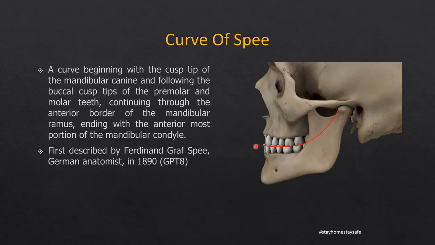So basically, curve of Spee is a curve that follows the tip or the incisal edges of the occluding surface of the mandibular teeth. So basically, it is like the curve of Monson, where the teeth are occluding against the surface of a sphere which is 8 inches in diameter and the center at the glabella. This was first described by Graf von Spee in 1890. So this compensating curve will help us in the balance of the denture in the protrusive movements of the mandible.